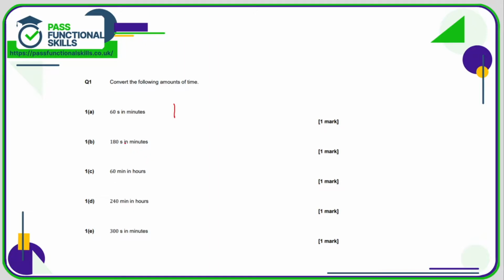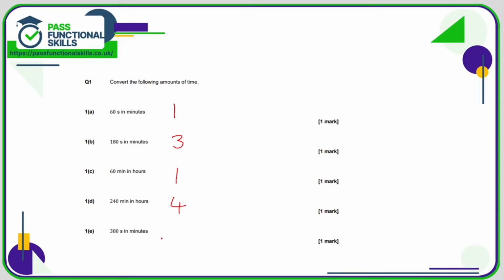And if we know that there are 60 seconds in 1 minute, well, how many 60s go into 180? 180 divided by 60, maybe you can do that in your head or use a calculator, that is 3 minutes. 60 minutes in hours, well, that is 1 hour. Since we know that 60 minutes is 1 hour, how many 60s go into 240? 240 divided by 60 is 4, either do that in your head or on a calculator.